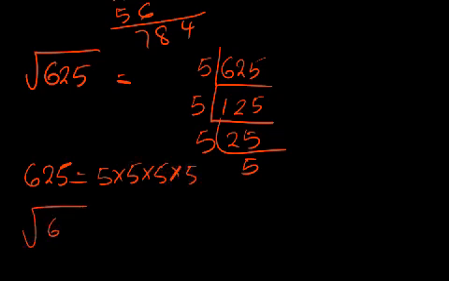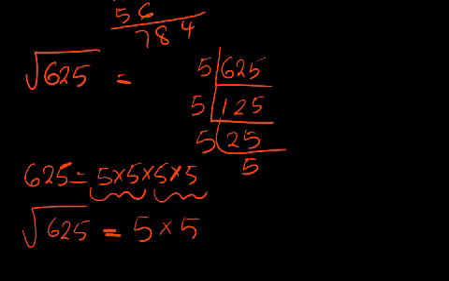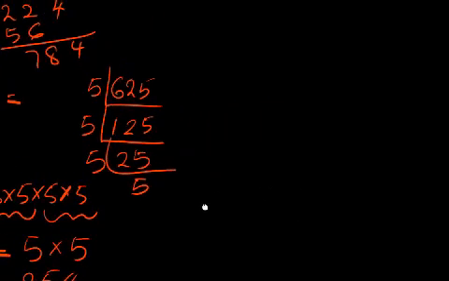So for the root of 625, we have to take only one 5 from a pair of 5's. Then again one more pair of 5's, so you can take one more 5. So the answer is 25. So the square root of 625 is equal to 25. That means 25 into 25 is equal to 625. Okay, we can check one more example.